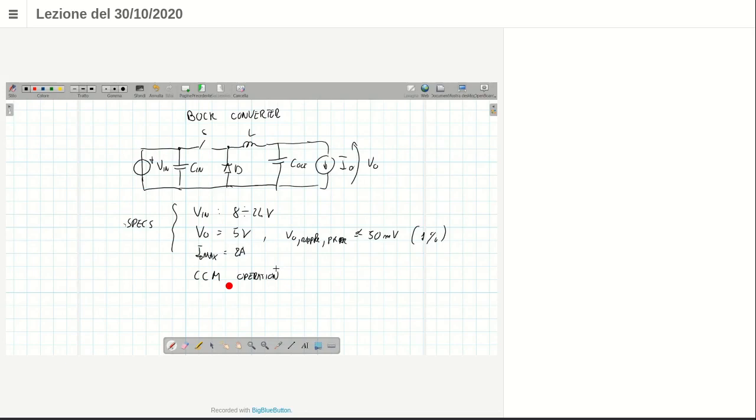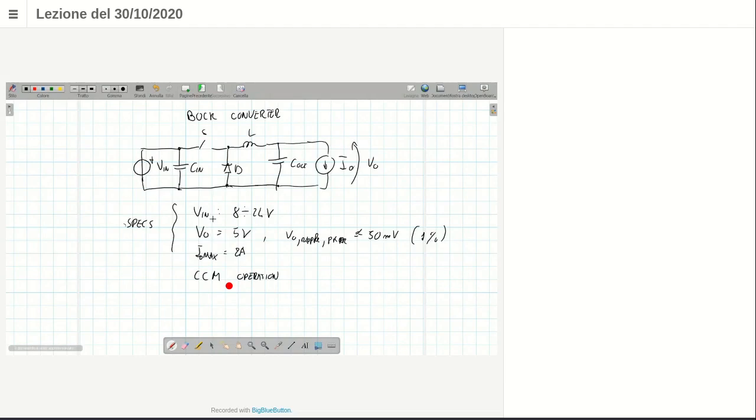Typically, buck converters are operated in CCM to reduce the stress in the components, and also considering that for this topology, continuous conduction mode operation does not give any kind of problem in the control, unlike other DC-DC converters, okay? Let me say that these specifications are the typical specifications for vehicle applications.